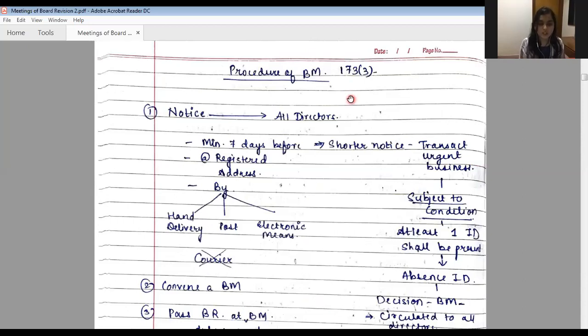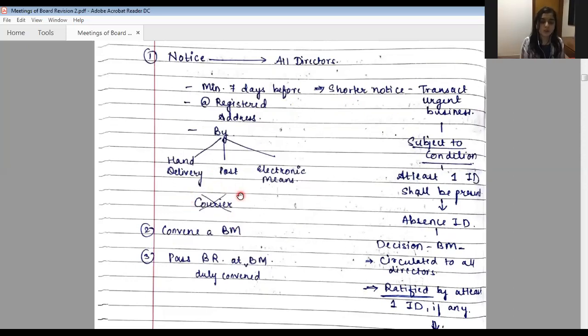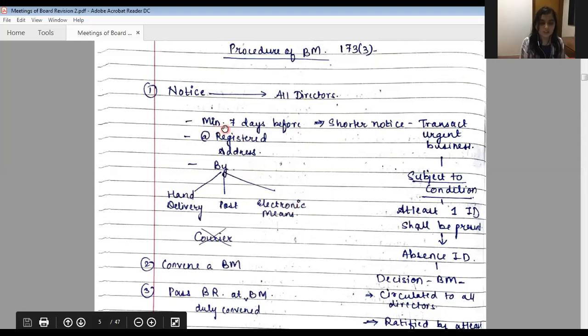The next section is section 173 subsection 3, that is procedure of board meeting. The first point states that the notice shall be given to all the directors minimum 7 days before the board meeting at its registered address and by hand delivery, post or electronic mode. The courier mode is not allowed in case of notice of board meeting. After the notice, the board meeting shall be convened and the board resolution will be passed at the duly convened board meeting.